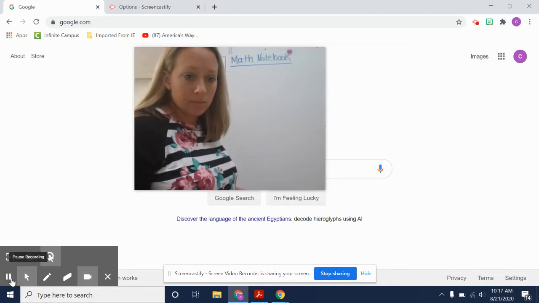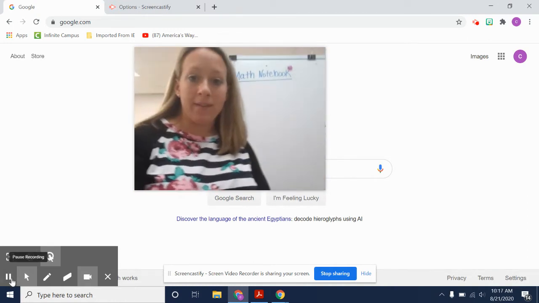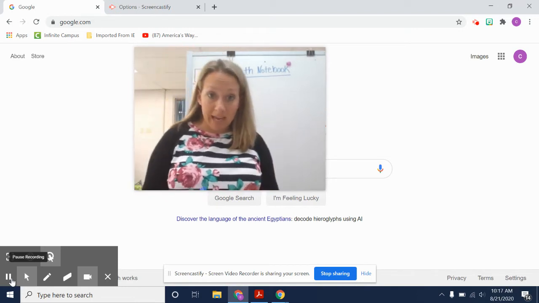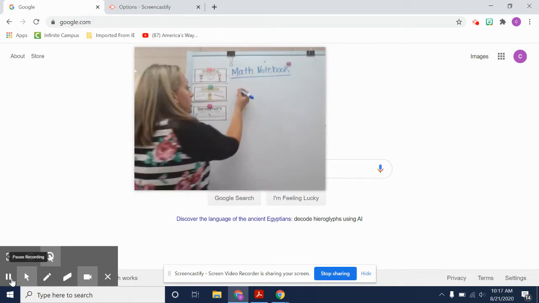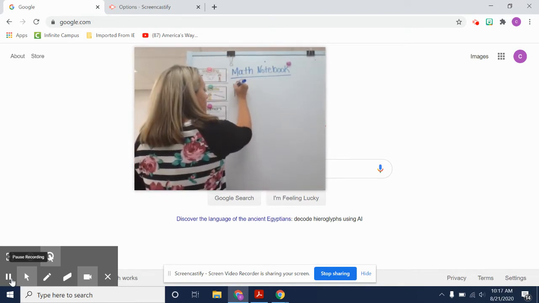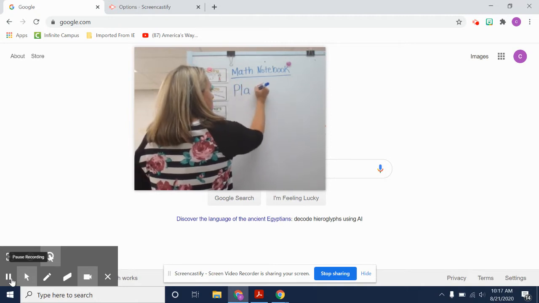Okay, guys, now that you've got your math notebook, open it up to the very first page, and this is the first page. You're going to label it at the top, place value.